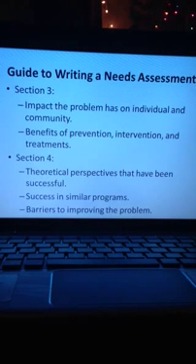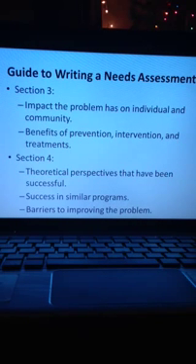Section 3 focuses on the effect that the problem has on an individual, their family, and their entire community. It also explains the importance of early prevention, intervention, and treatments. The final section displays the theoretical perspectives that have been helpful in creating intervention and takes a look at where there have been successes in addressing this problem in similar areas. It also will contemplate what barriers there are to improving the problem.